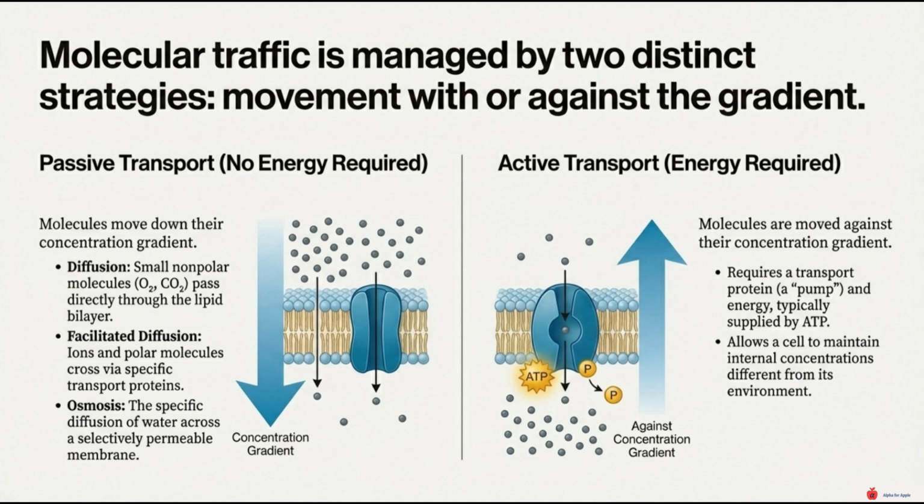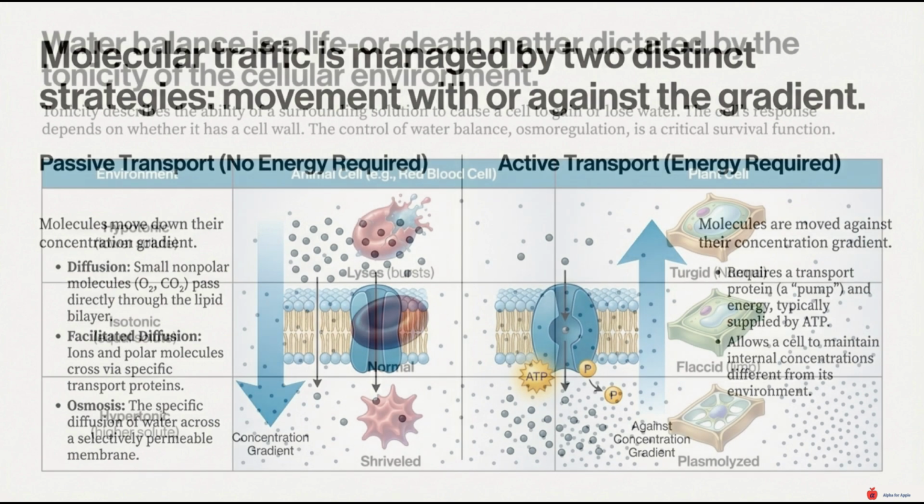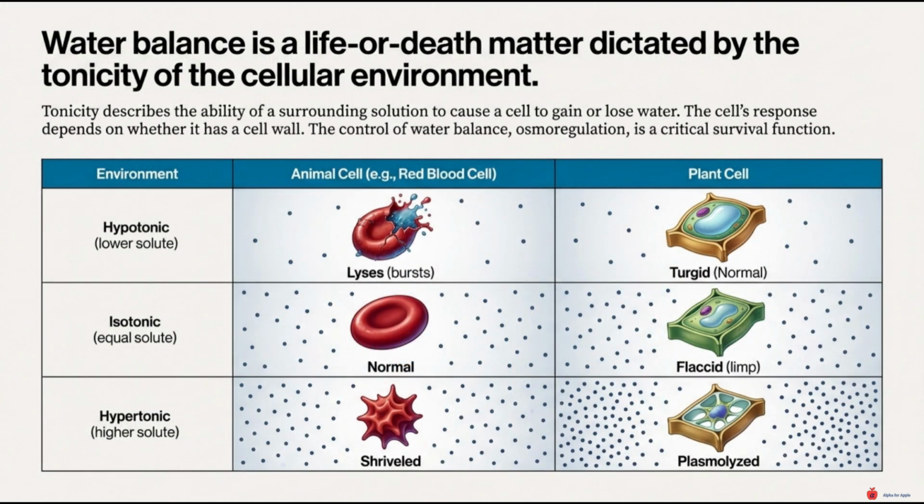So that ability to maintain an internal environment that's completely different from the external one, that's what makes complex work possible. It is. And since water is so fundamental to all this, we should touch on tonicity. Which is just the ability of a solution to make a cell gain or lose water. Exactly. We tend to focus on the extremes.